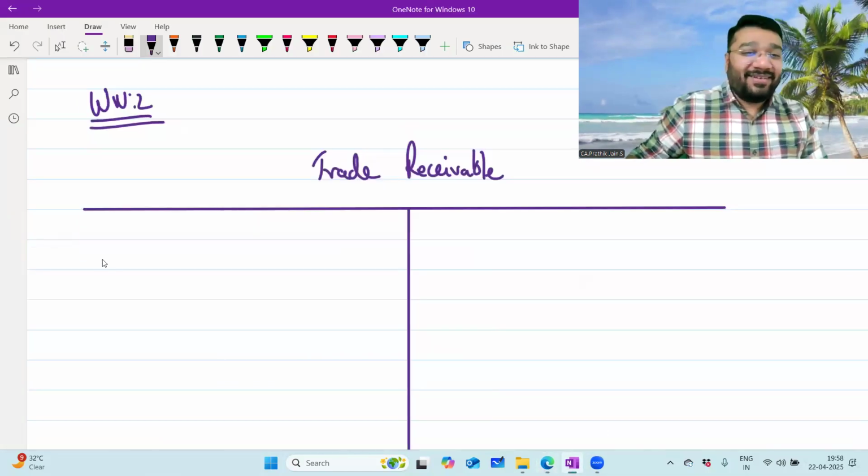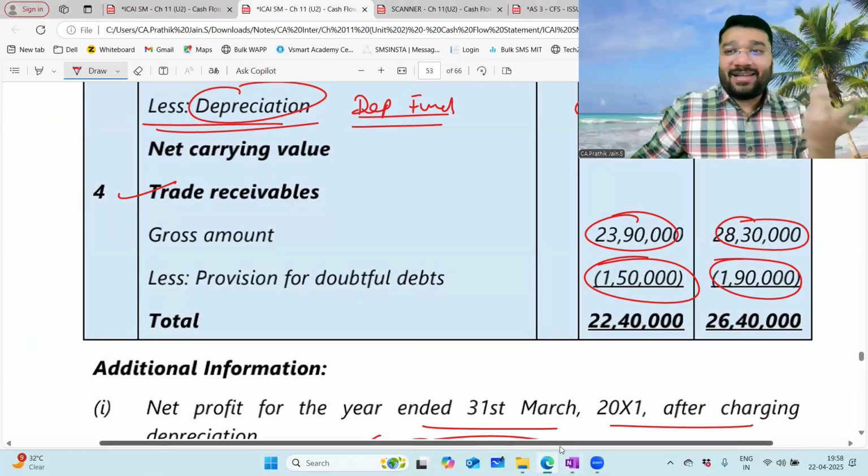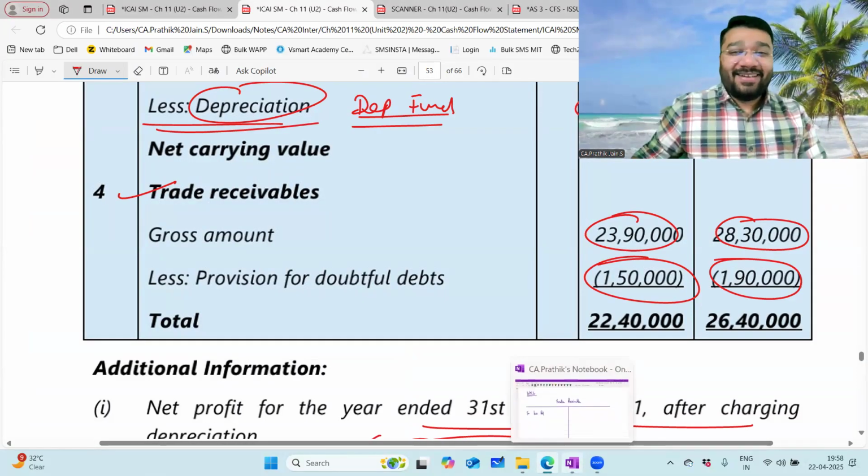Now, to balance brought down, how much? 23 lakh 90,000.